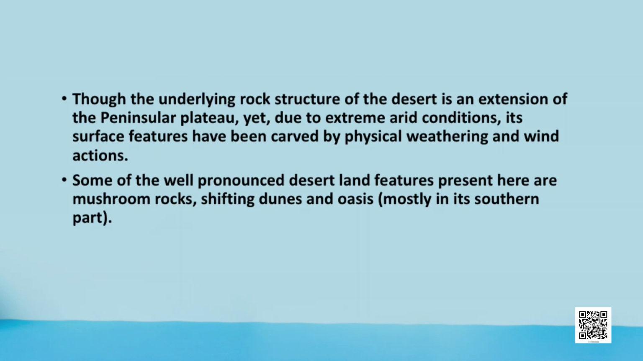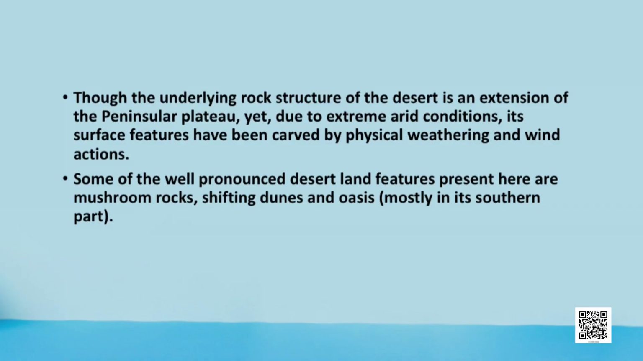Though the underlying rock structure of the desert is an extension of the peninsular plateau, yet due to extreme conditions, its surface features have been carved by physical weathering and wind action. Why is wind so dominant in the desert region? Yes, you're correct, because this region doesn't have vegetation, the velocity of the wind is high here, which carves whatever comes in its way, huge rocks, small rocks, etc. Some of the well-pronounced desert land features present here are mushroom rocks, shifting dunes and oases.